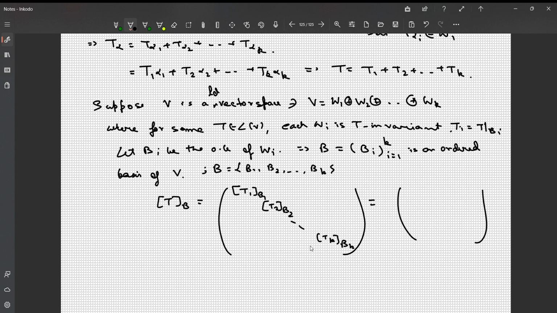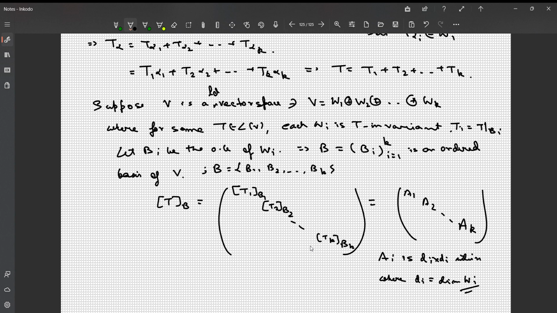Moreover, suppose we write this as A1, A2 till Ak. Now what is the dimension of each Ai? Ai is a di cross di matrix. This is pretty evident from the previous lectures. Where di is necessarily the number of elements in the basis Bi, so it's basically the dimension of Wi.